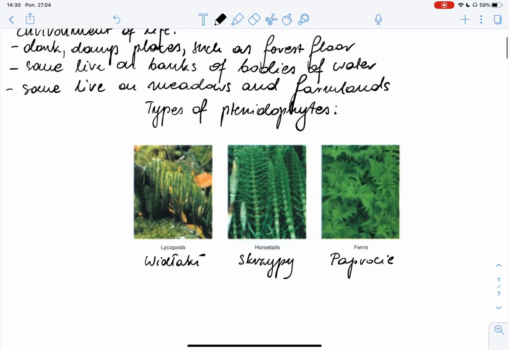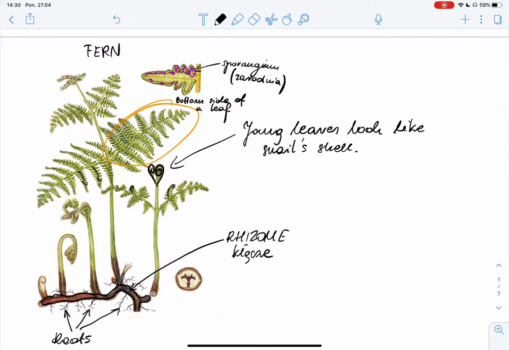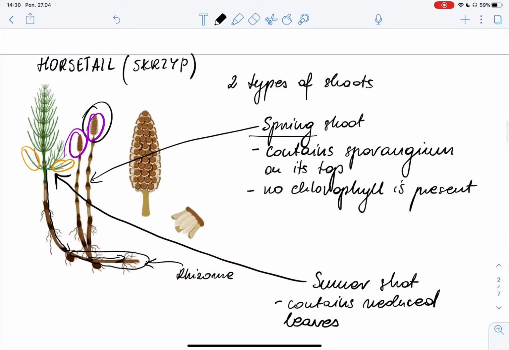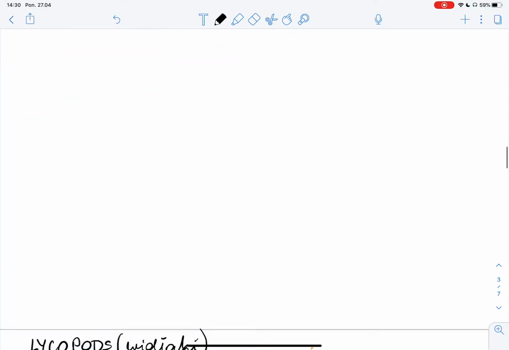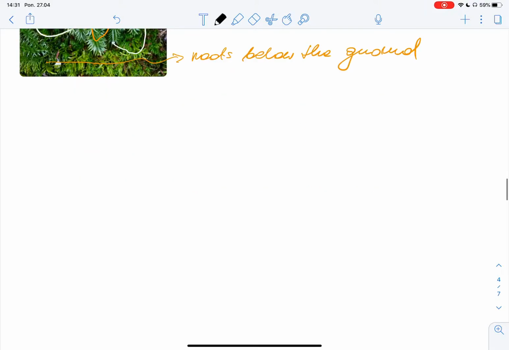Okay, guys, so three types of pteridophytes, lycopods, horsetails, and ferns. Here is what a fern looks like. Here is the horsetail with its two types of shoots. And here is the lycopod, which basically resembles moss a little bit, except for this part, except for the sporangium.